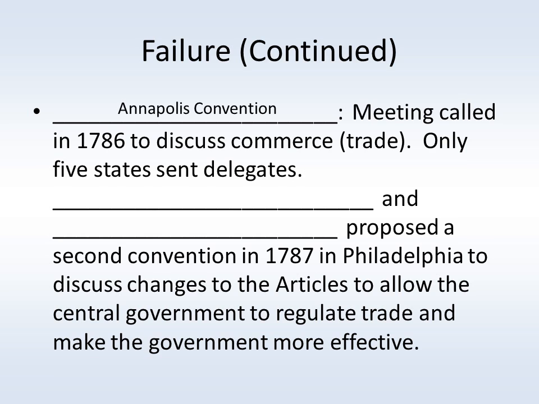In 1786, a meeting was called the Annapolis Convention. Its purpose was to discuss commerce or trade, but only 5 states ended up sending delegates to this convention. Two of the delegates, Alexander Hamilton and James Madison, proposed a second convention in 1787 in Philadelphia to discuss possible changes to the Articles to allow a central government to regulate trade and make the government more effective.